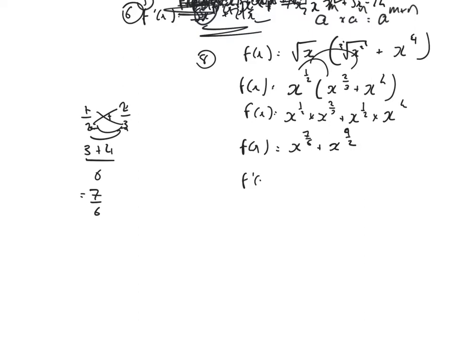Okay, then after all that work, I still need to differentiate the thing. Bring the power down, multiply, take 1 away from the power. 7/6 take away 6/6 is 1/6. And that will be 9 halves x to the 9 halves take away 2 halves is 7 halves.